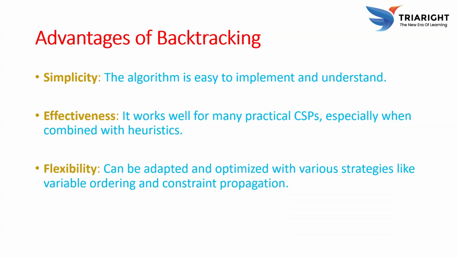Flexibility: it can be adapted and optimized with various strategies like variable ordering and constraint propagation. Flexibility is a major strength of backtracking. It is not a rigid algorithm; rather, it provides a robust framework that can be significantly enhanced. Right? So here we have variable ordering, value ordering, and constraint propagation, which we use to check consistency.